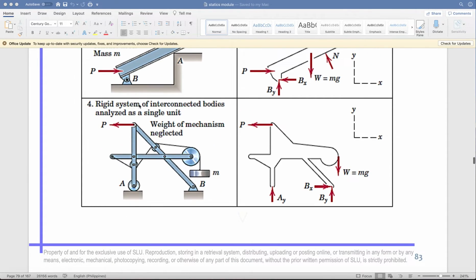A rigid system of interconnected bodies analyzed as a single unit. You have here a type of roller, one reaction, normal to the contact surface. You have here a pin connection, so you have vertical, horizontal. Then you have here a weight, mass times the gravitational acceleration. And you have here your force P.